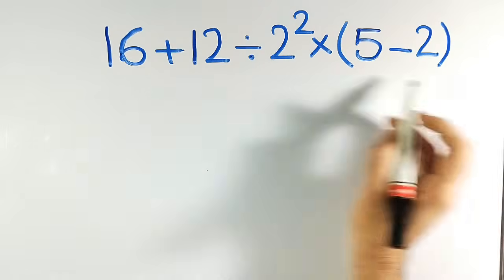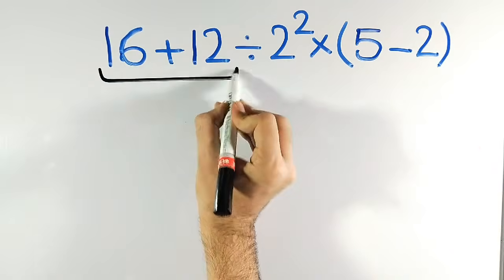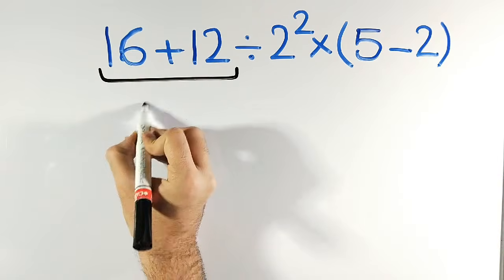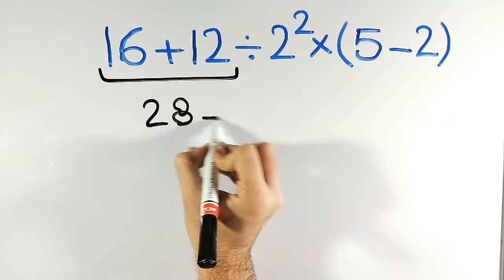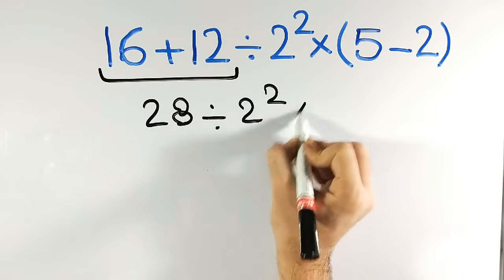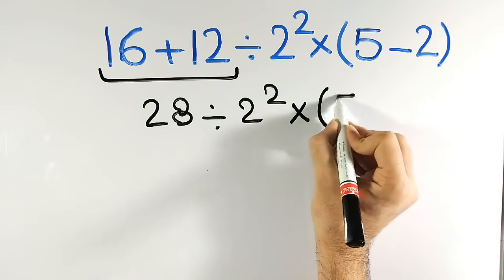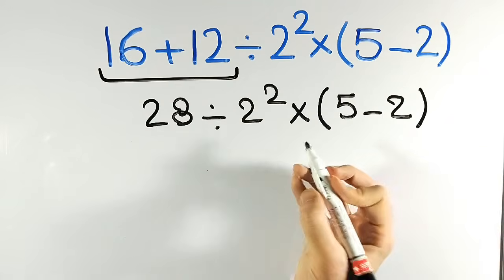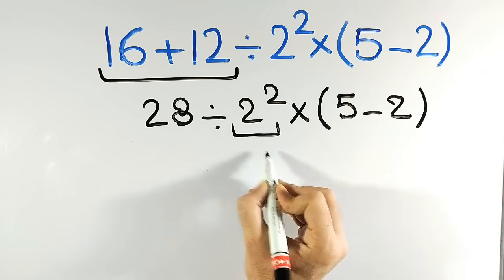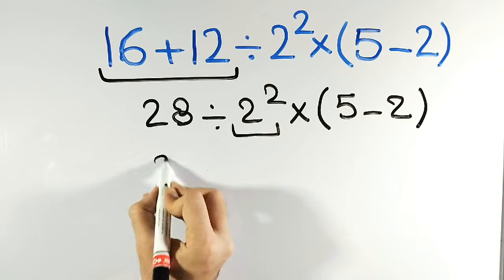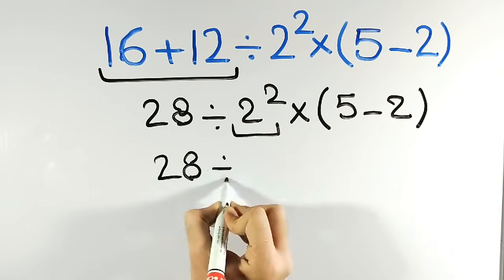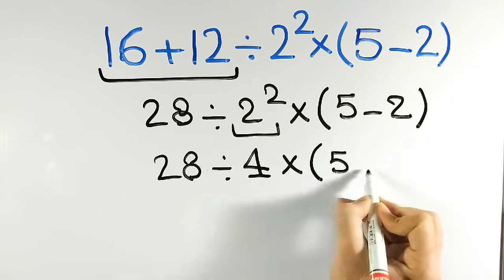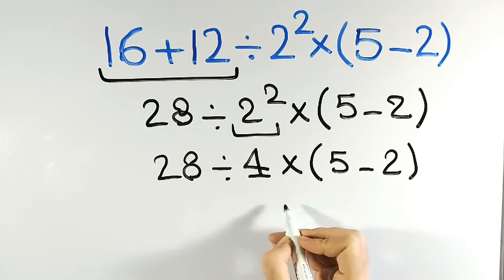Many people, when solving this question, first go for the addition between 16 and 12. And instead of this expression, they write 28 divided by 2 squared multiplied by open parenthesis 5 minus 2 close parenthesis. And the next step, they go for the exponent. And instead of this expression, they write 28 divided by 4 multiplied by open parenthesis 5 minus 2 close parenthesis.